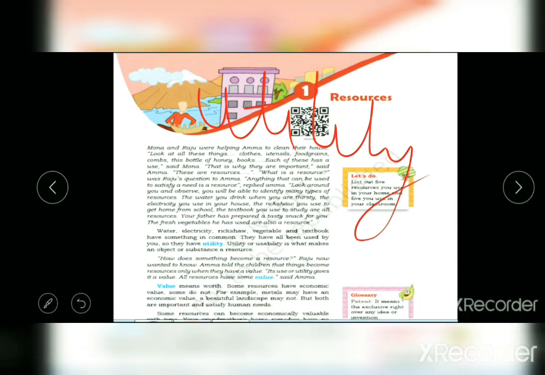Water, electricity, rickshaw, vegetable and textbook have something in common. They have all been used by you, so they have a utility. Utility or usability is what makes an object or substance a resource. How does something become a resource? Raju now wanted to know. Amma told the children that things become resources only when they have a value. Its use or utility gives it a value. All resources have some value, said Amma.